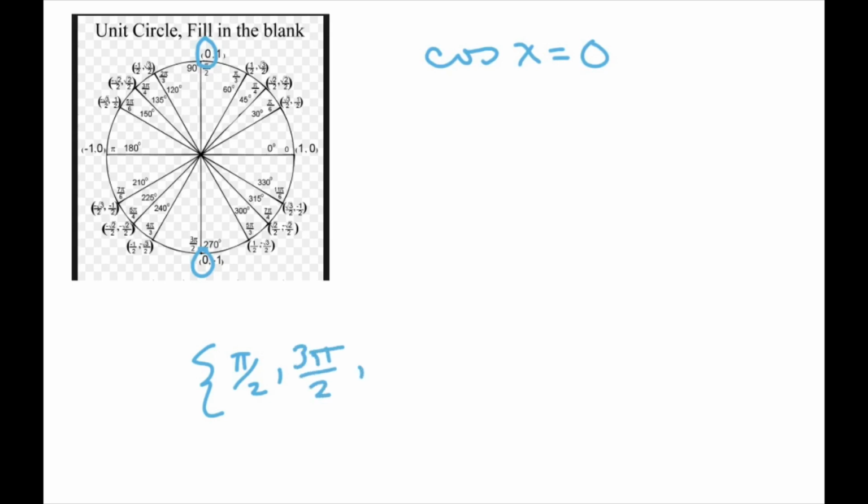And the other one we had is sine of x equals 1/2. Remember, sine is your y. So where's your y? 1/2. Here it's 1/2, and it's 1/2 here. It's negative in quadrants 3 and 4. So basically that's going to be pi over 6 and 5 pi over 6.